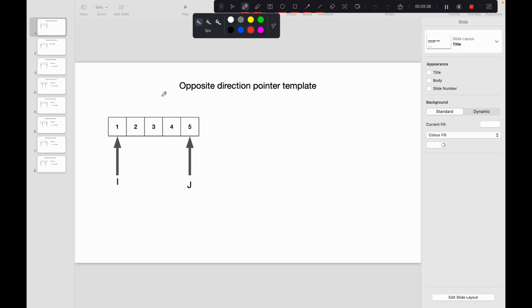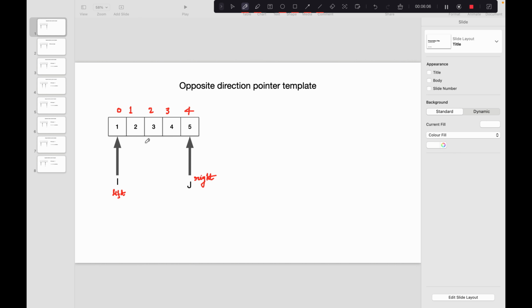So these are my indexes. This is my 0th index, this is my first index, this is my second index, this is my third index, and this is my fourth index. And this I can call i, or I can call it left. This is my left pointer and this is my right pointer.